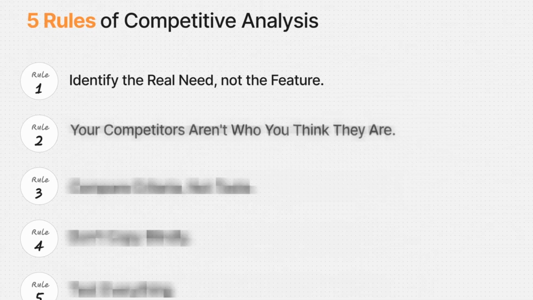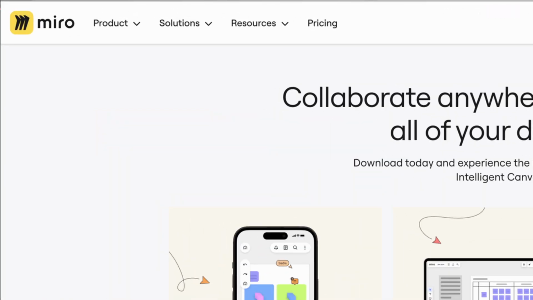Rule number 2, your competitors aren't who you think they are. If you are building a digital whiteboard tool like Miro, your biggest enemy isn't another app, it's a piece of paper. Users don't care about software categories, they care about the job to be done. If they can solve the problem without you, that is your competition.